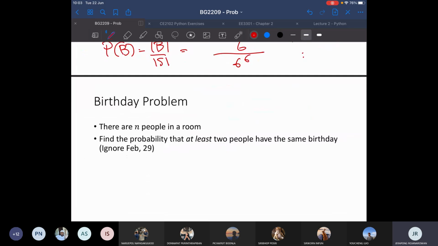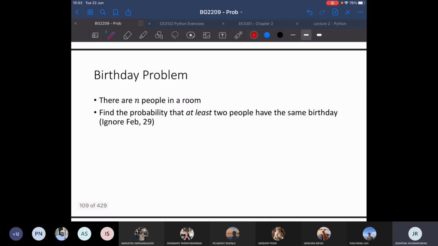This one we have, if you go to YouTube and anything you can see this problem is really famous. It might be called the birthday paradox, something like that.